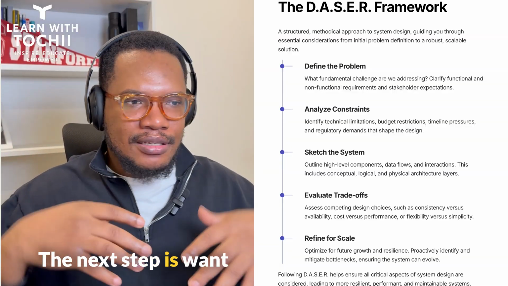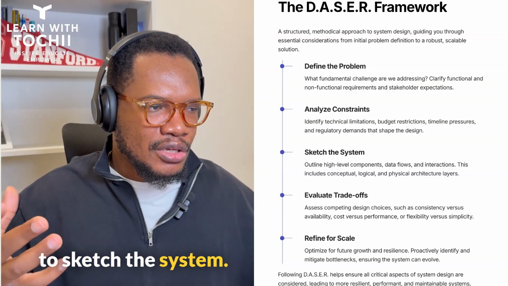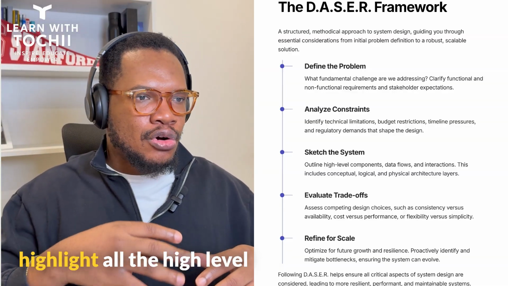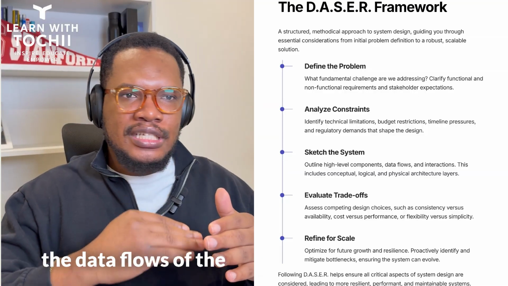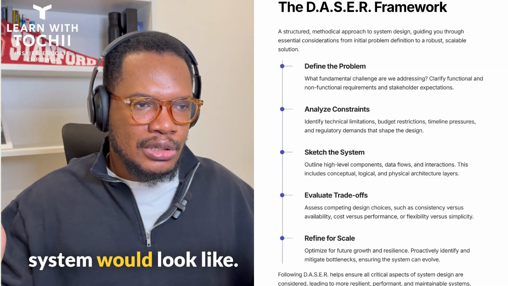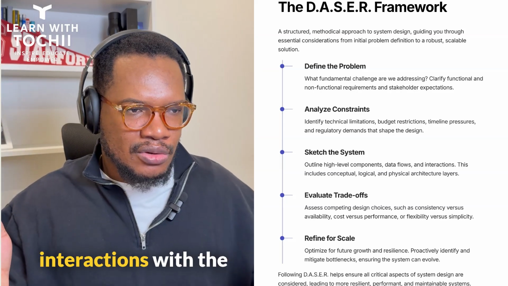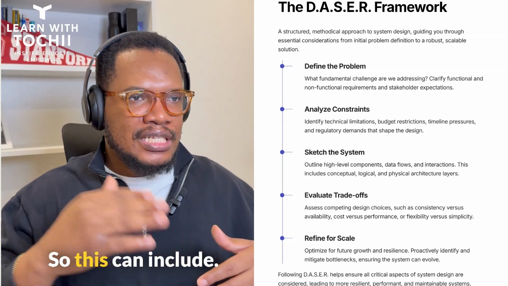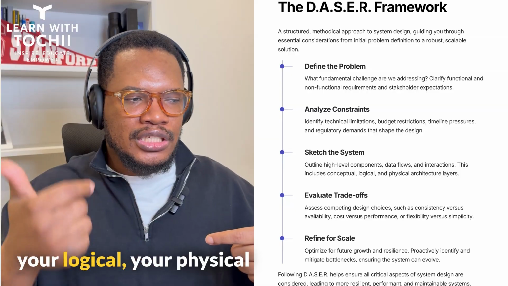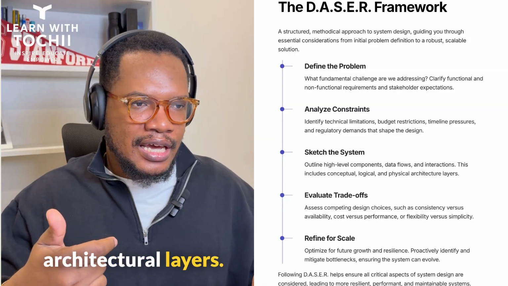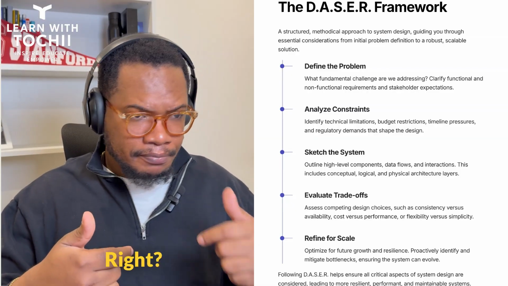The next step is we want to sketch the system. So let's highlight all the high level components of the system. Let's sketch what the data flows of the system would look like. What are those interactions with the data flows, right? So this can include things like your conceptual, your logical, your physical architecture layers, right?